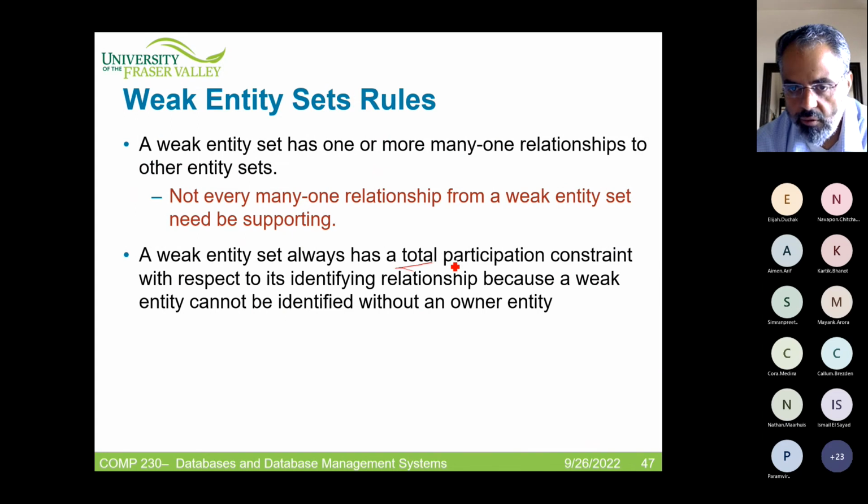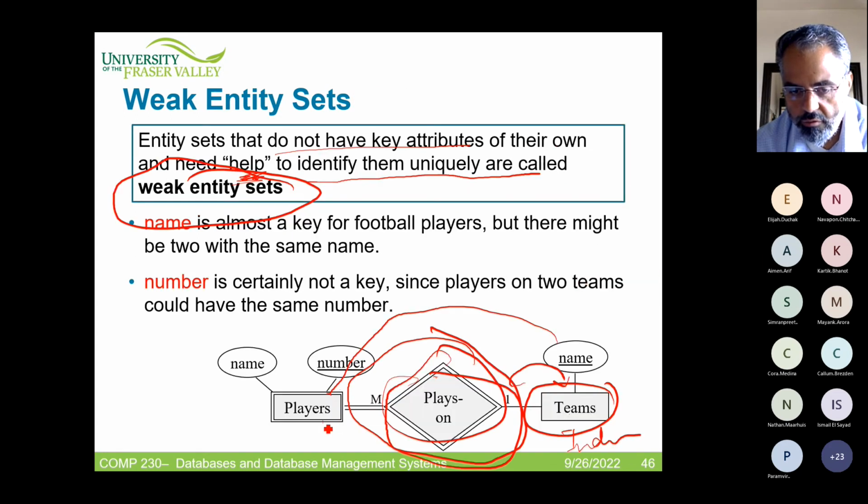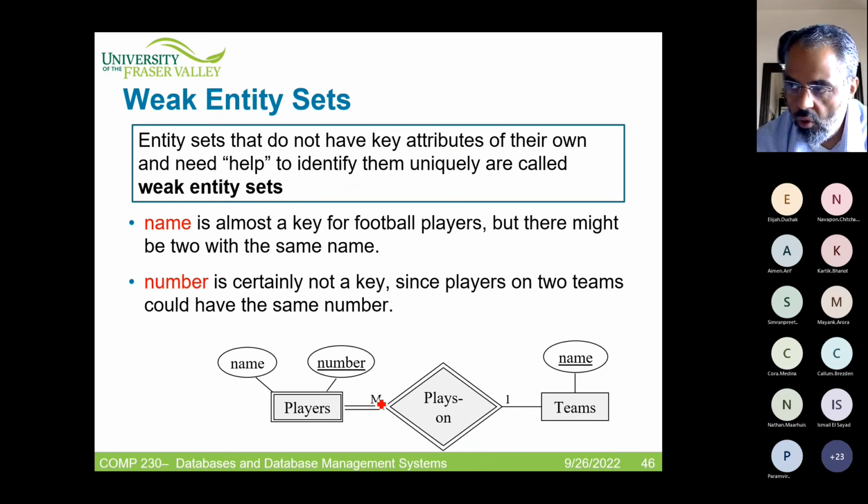And it should always have a total participation constraint because all of them need to have a team name in order to make identification. So we should always have full participation from this side in this case.